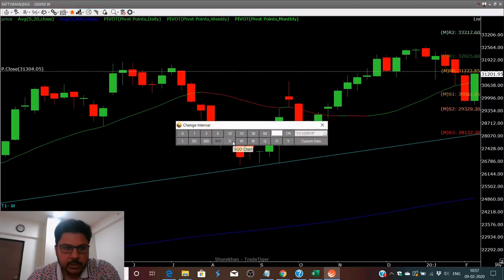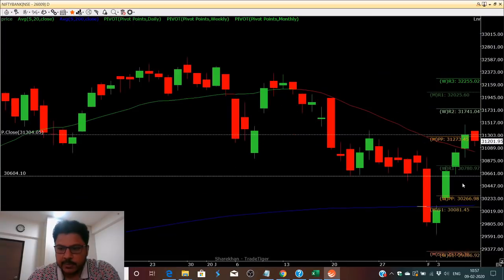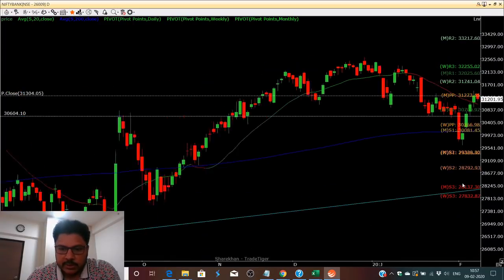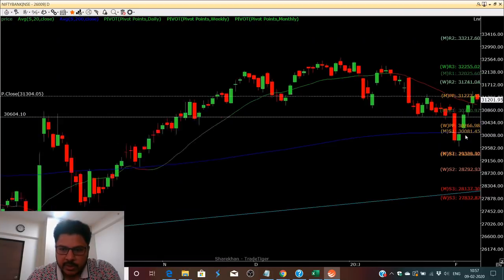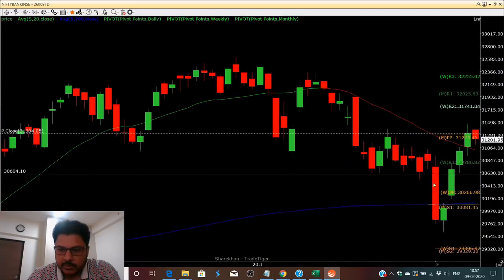And then let's look at a daily time frame. So daily, as you can see, this was the 200 period moving average, and this was the budget day when it dropped from here and took support at the 200 period moving average and started moving up. One green candle, your buy should be above this level. This is also our setup.